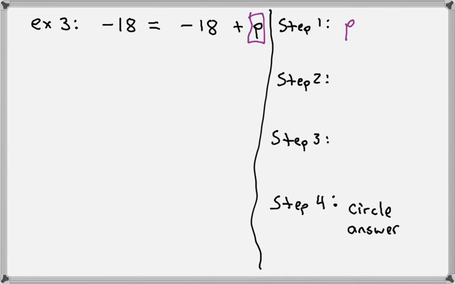We need to figure out what's preventing it, that negative or minus 18. And we would undo a minus 18 by plus 18. Step 3 is to actually do that. So we're going to add 18 to both sides.